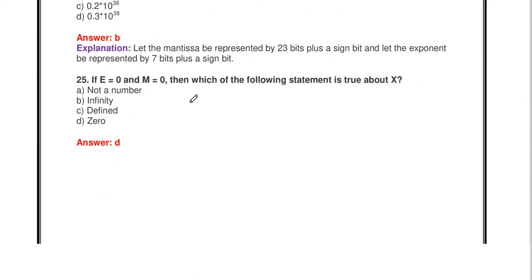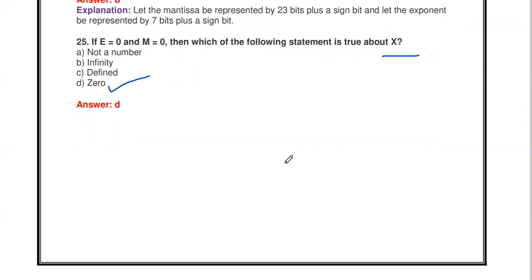Then the next question: if the exponent is 0 and the mantissa is also 0, which of the following statements is true about the number x? If for one number the exponent is 0 and the mantissa is 0, what about the value of that number? The number is 0. If x is 0, the exponent is also 0 and the mantissa is also 0.